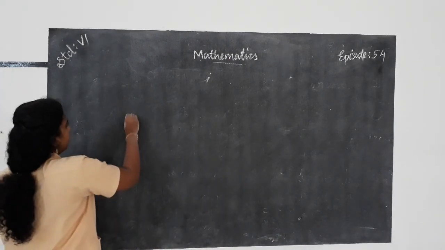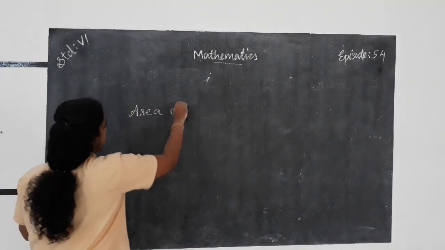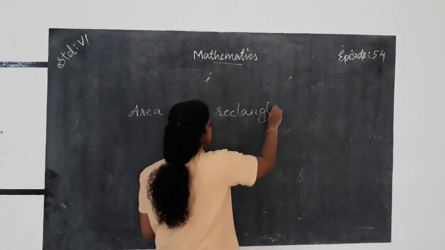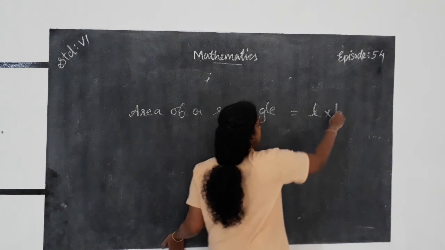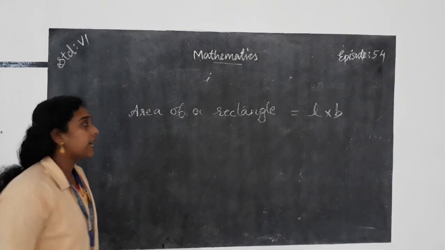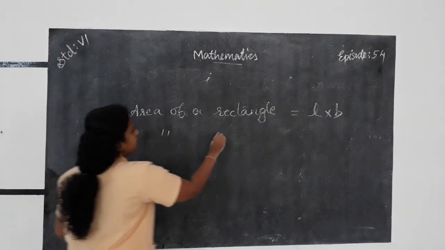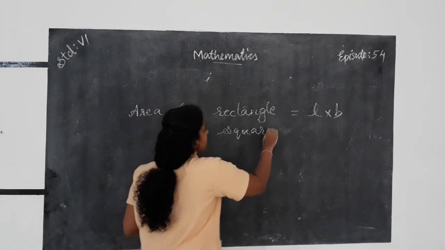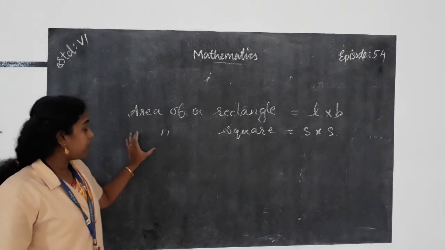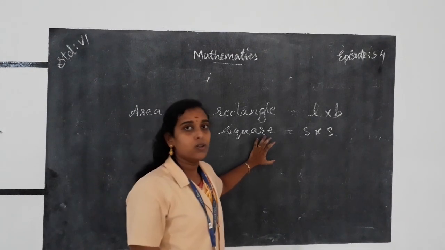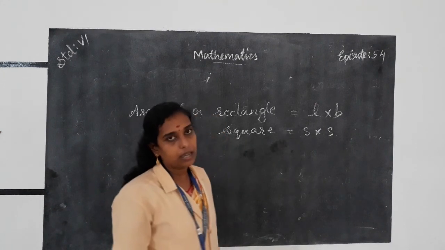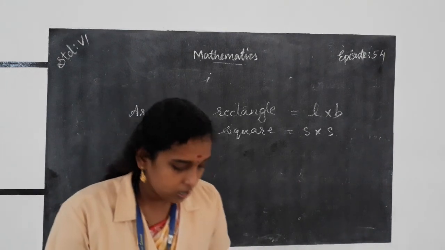So the area of a rectangle is equal to length into breadth. Then how to find the area of a square? The area of a square is equal to side into side. Then to find the perimeter of a square, the equation is 4 into side. And to find the area of a square, the equation is side into side.